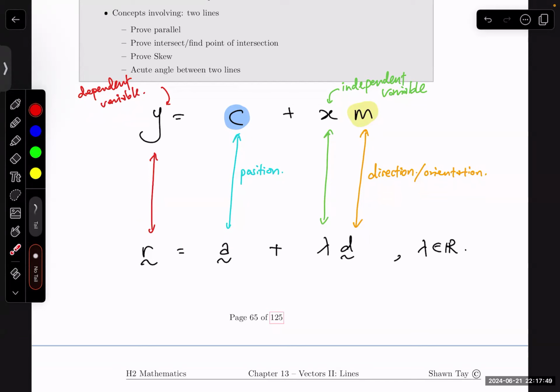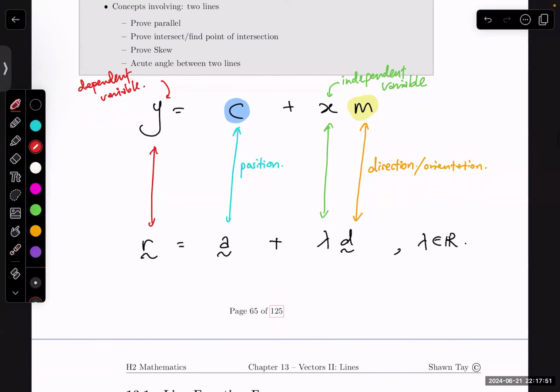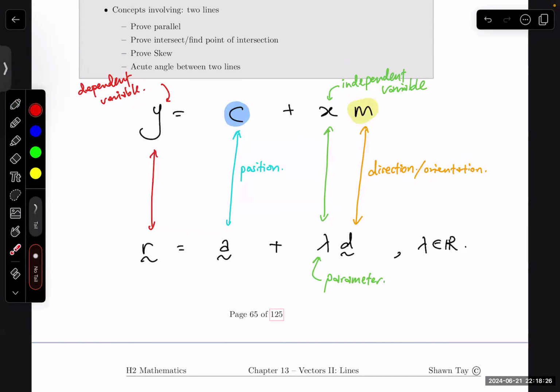So this is like a fourth party, right? We call this a parameter. This parameter is something like our independent variable. We get to choose the parameter, or rather, any choice of a parameter gives us a certain point on the line. The parameter is something we choose, just like the independent variable. We choose what to sub in, we see what we get. Same thing, we choose what to sub in, we get a certain point on the line.